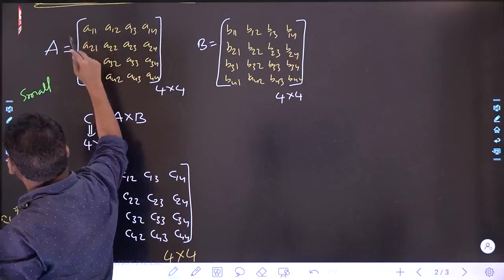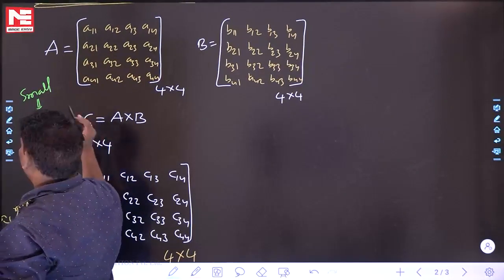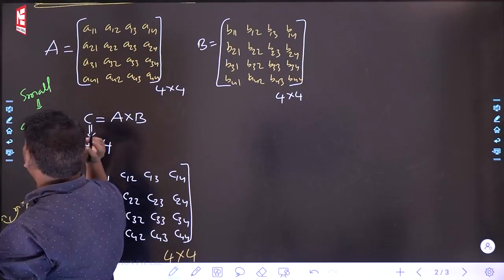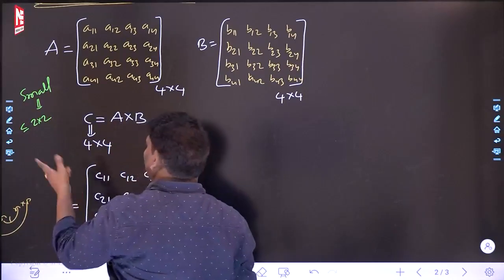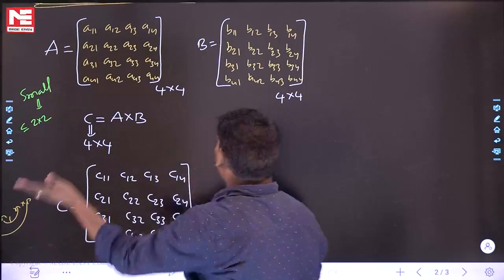Matrix multiplication is small when the matrices sizes are 2 by 2 or less than that, less than or equal to 2 by 2. It is a small problem which will take constant time. Big problem means like this.